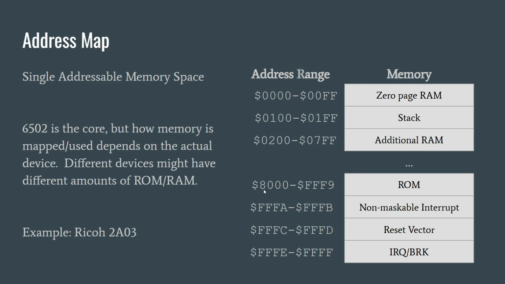Starting from address 8000 hex and onward is the ROM of the device. So this is the program code that's going to run when the device runs. And then we have a couple of special addresses that we aren't really going to cover in too much detail. There's an interrupt vector, a reset vector, and an IRQ break location. And those are kind of beyond the scope of this introductory class. So the one we'll focus on in this session is mainly this range, 100 through 1FF, the stack.